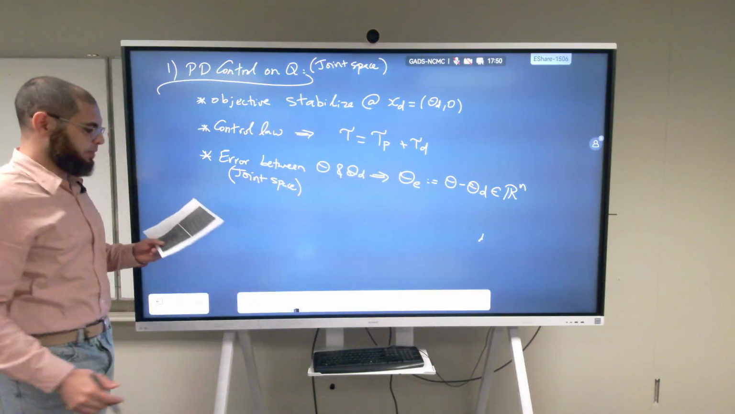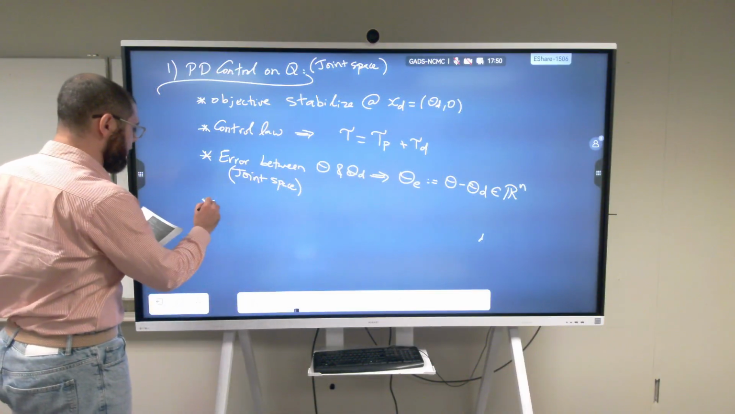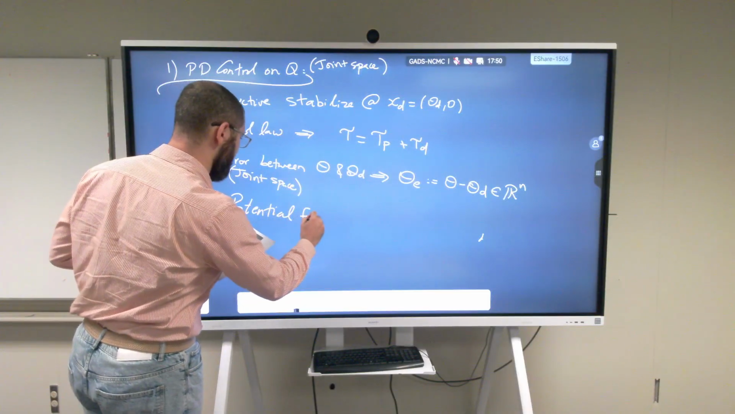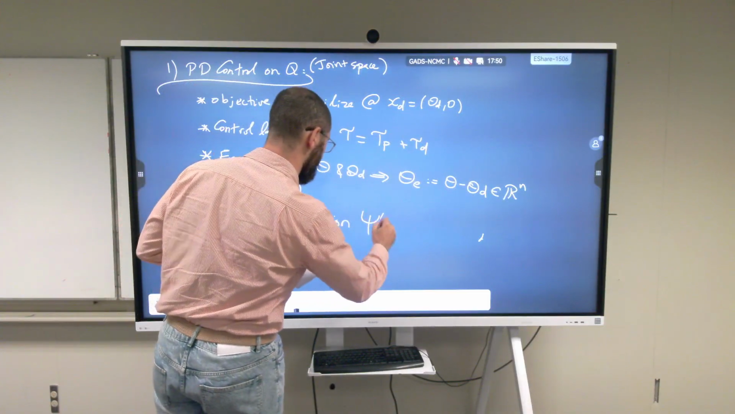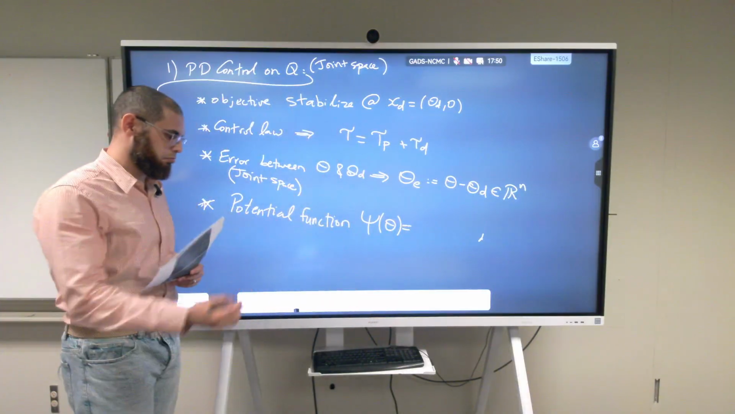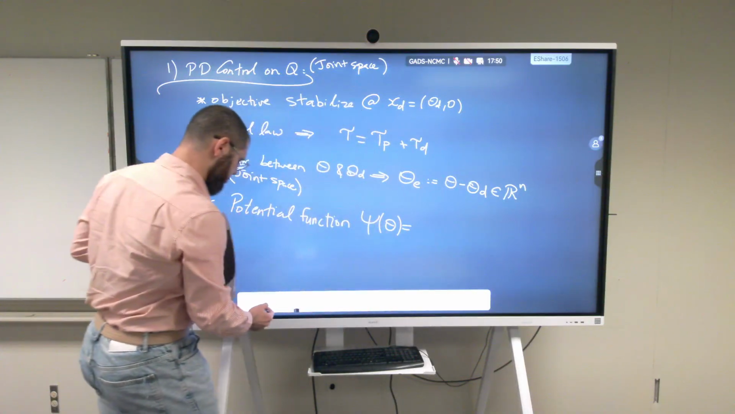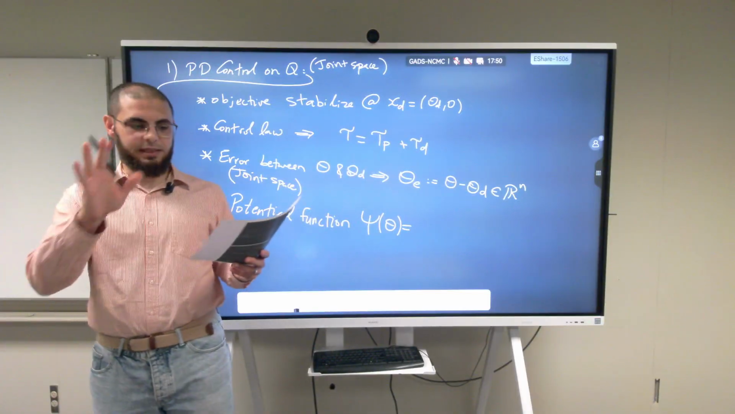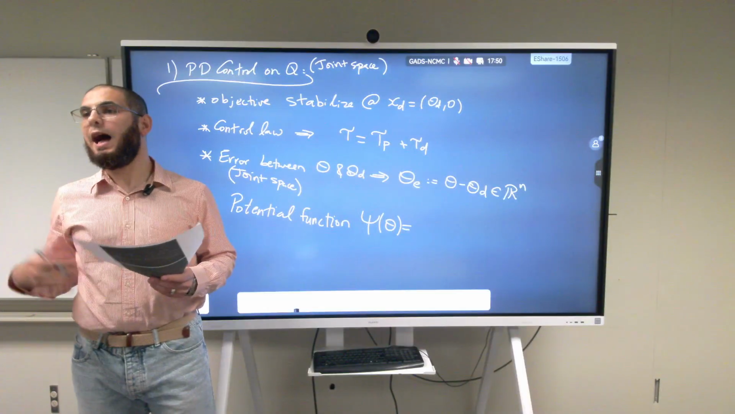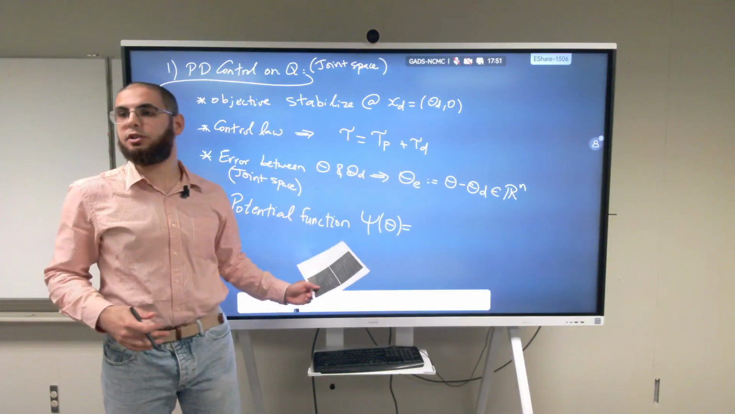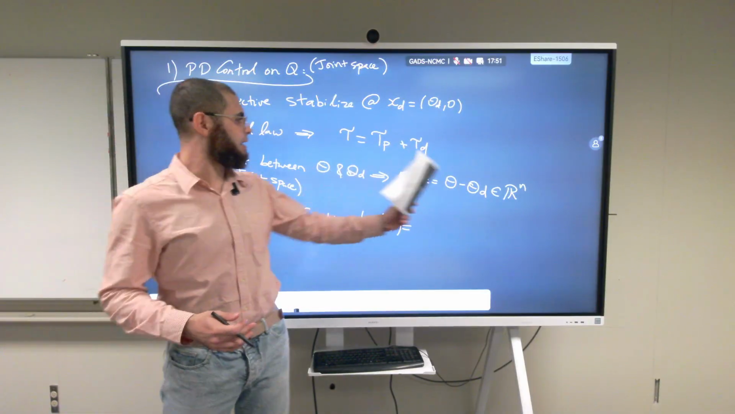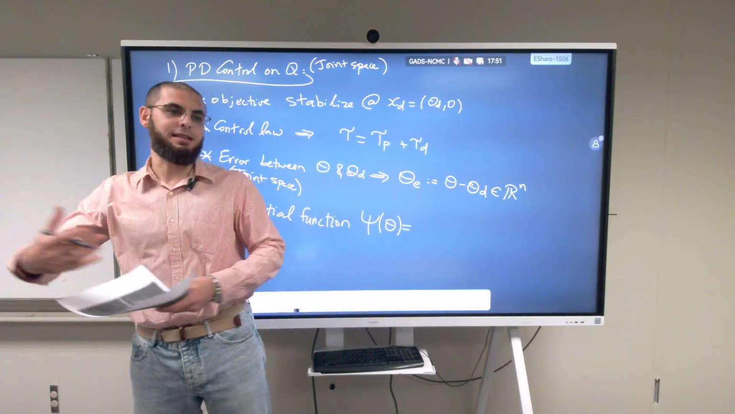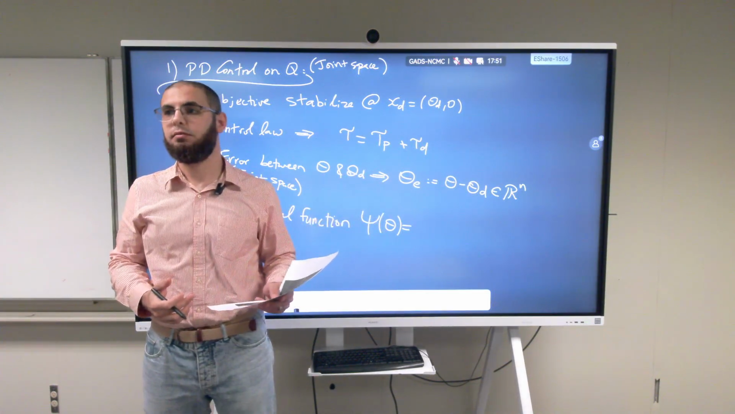So this is the error between theta and theta desired. What will be our potential function? Does anyone have a potential function in mind? The potential function psi, which is a function of theta. Any guess? Equal to the gravity? No. Gravity itself, let's leave it on the side. We want a potential function that has theta desired as its minimum, something that will act as if it will pull the system towards theta desired.